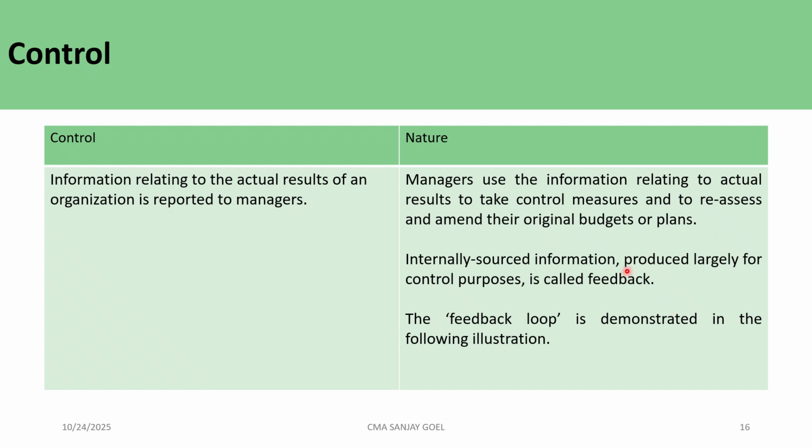Internally sourced information produced largely for control purposes is called feedback. The feedback loop is demonstrated in the following section. Information related to the actual result of the organization is reported to the manager. Got it?